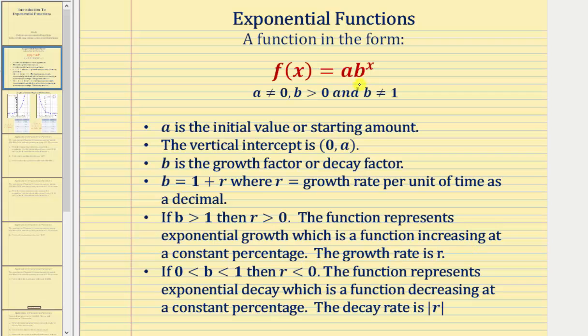Now, if the base b is between 0 and 1, that means r, the growth rate, would be negative or less than 0, and therefore the function represents exponential decay, which is a function decreasing at a constant percentage, and the decay rate is equal to the absolute value of r. Now let's take a look at exponential growth and decay graphically.